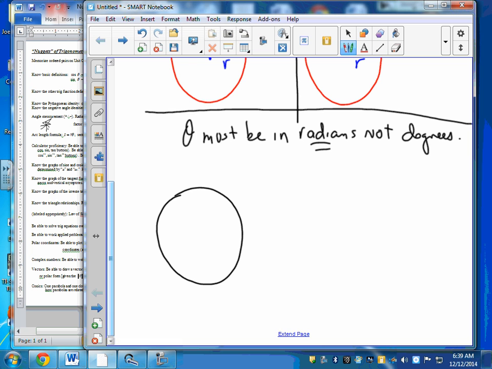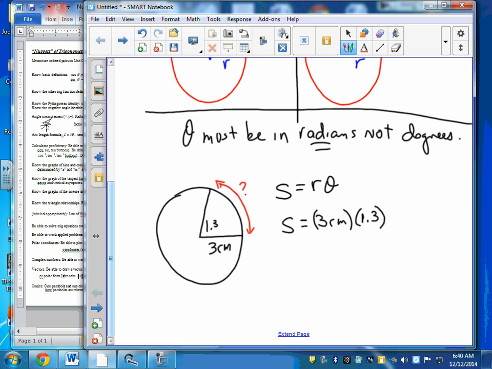We have a circle. The radius is equal to 3 centimeters. We have an angle here that's exactly 1.3. And the question is, how long is that arc length? Okay, so it's an arc length problem. Here's your formula. S is equal to r theta. So the arc length is going to be the radius, which is 3 centimeters, times the angle, which is 1.3. So we get 3.9 centimeters.